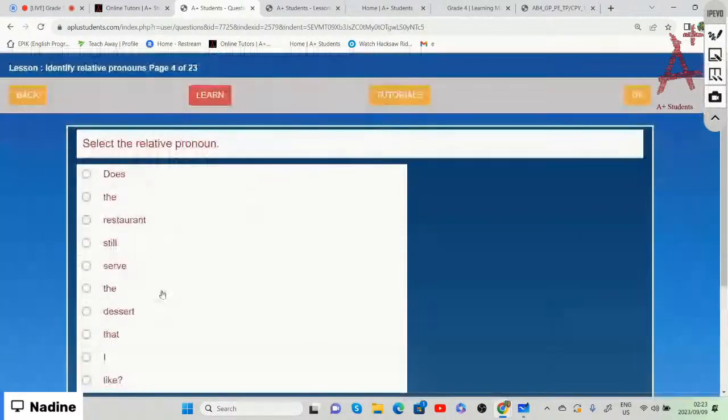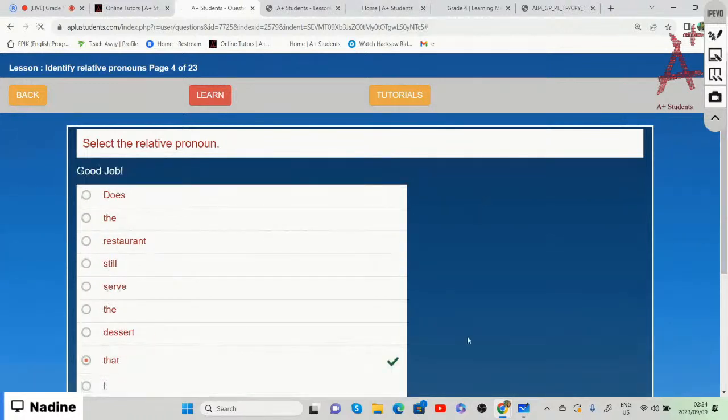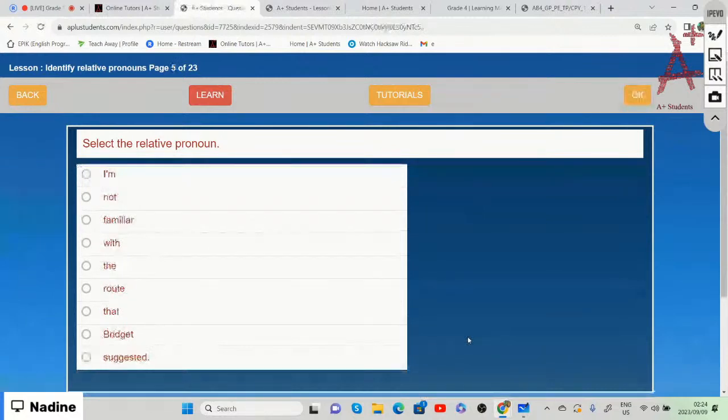So does the restaurant still serve the dessert that I like? Does the restaurant serve dessert that I like? So that is our relative pronoun.